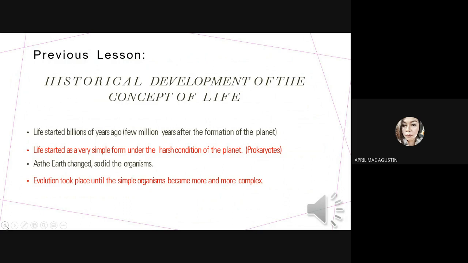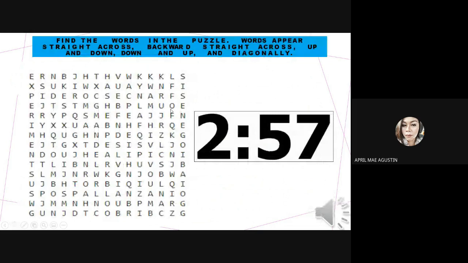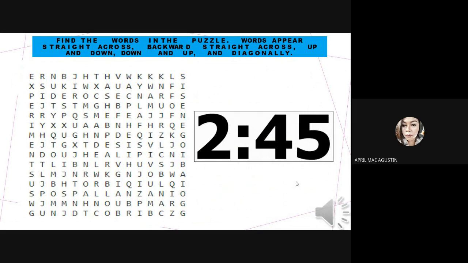Let us try to do this short activity wherein, as you can see on your screen, we have a puzzle. You're just going to find the words in the puzzle. Words appear straight across, backward, up and down, down and up, and diagonally. Look for the words that you think are associated with the topic to be discussed for today. I will be giving you 2 minutes to comment down all the words that you see in the puzzle.